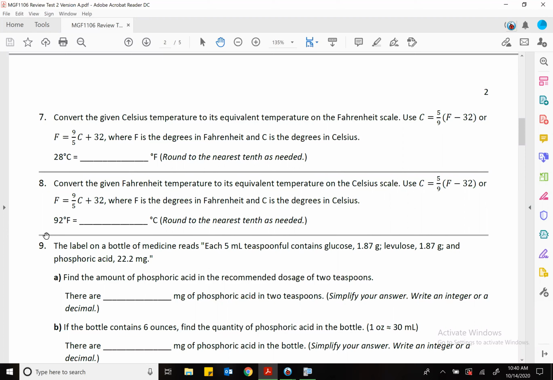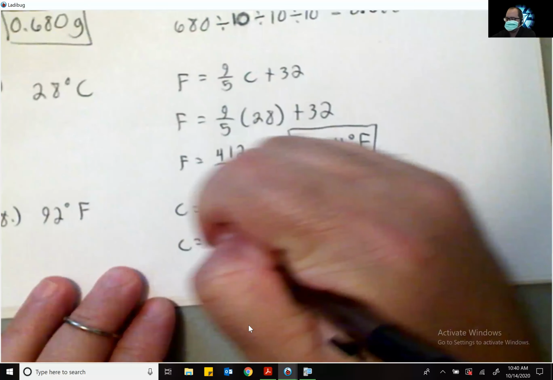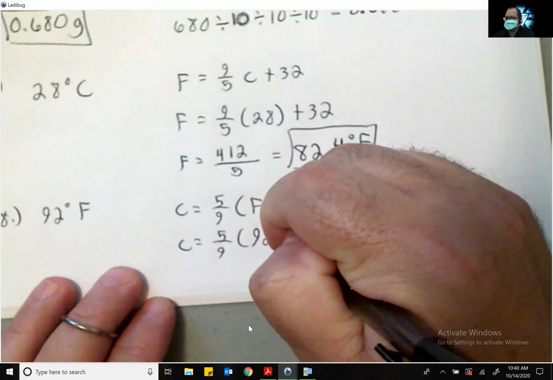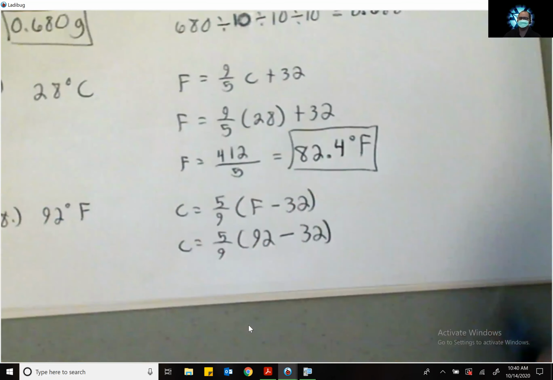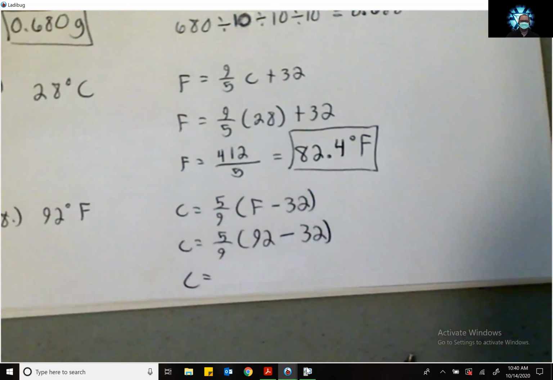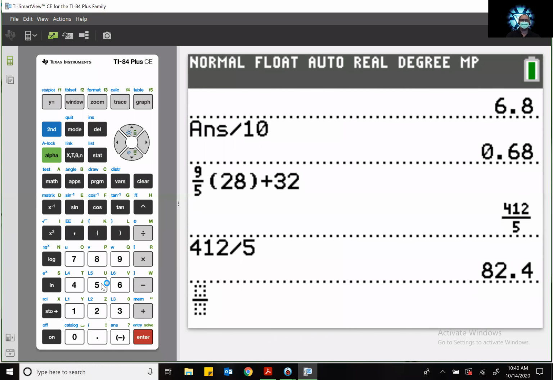The first one: C equals 5/9, parenthesis F minus 32. So all you have to do again is plug in 5/9, parenthesis 92 minus 32, close the parenthesis. We go to our calculator and put it in just like how we see it. So we hit alpha y equals 5/9, parenthesis 92 minus 32.